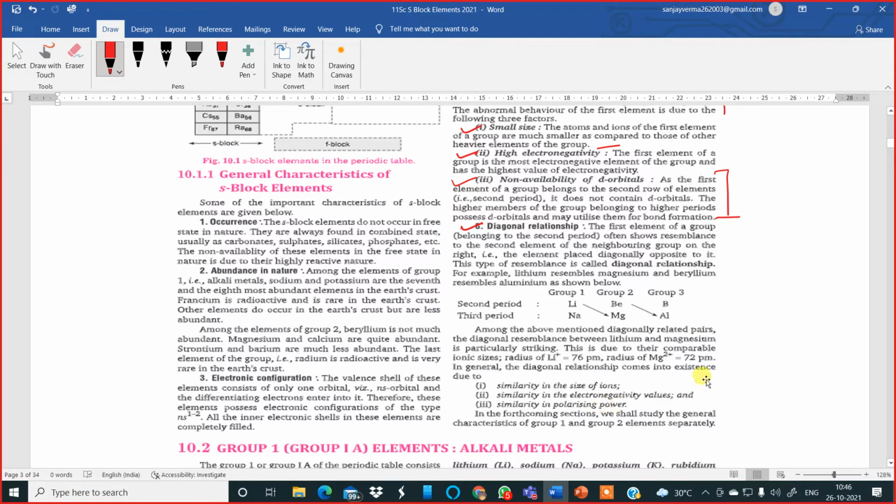So you must remember this. You must remember these 3 points properly.